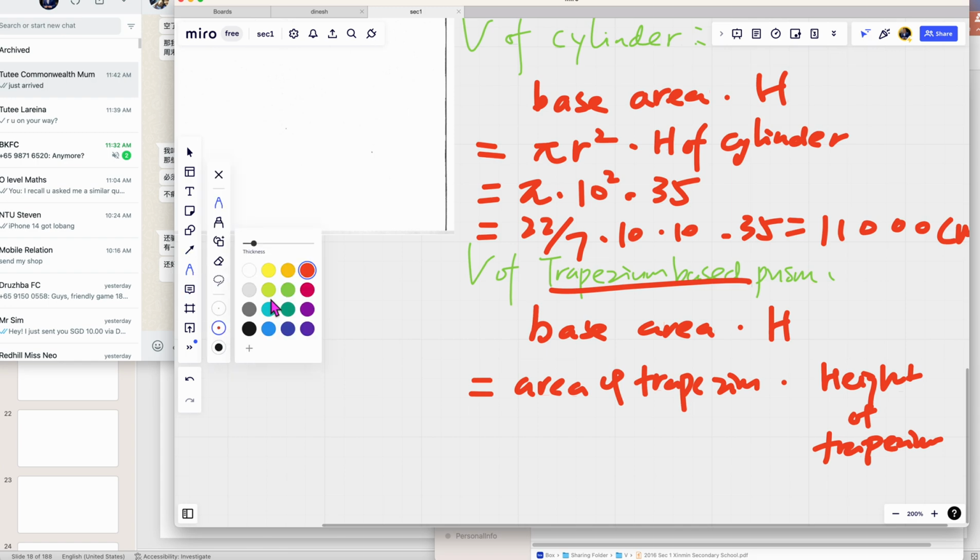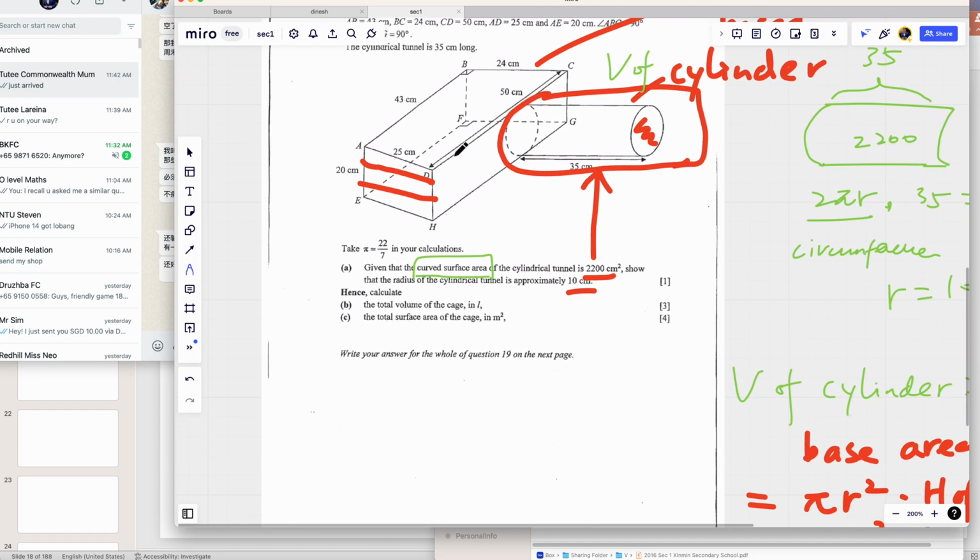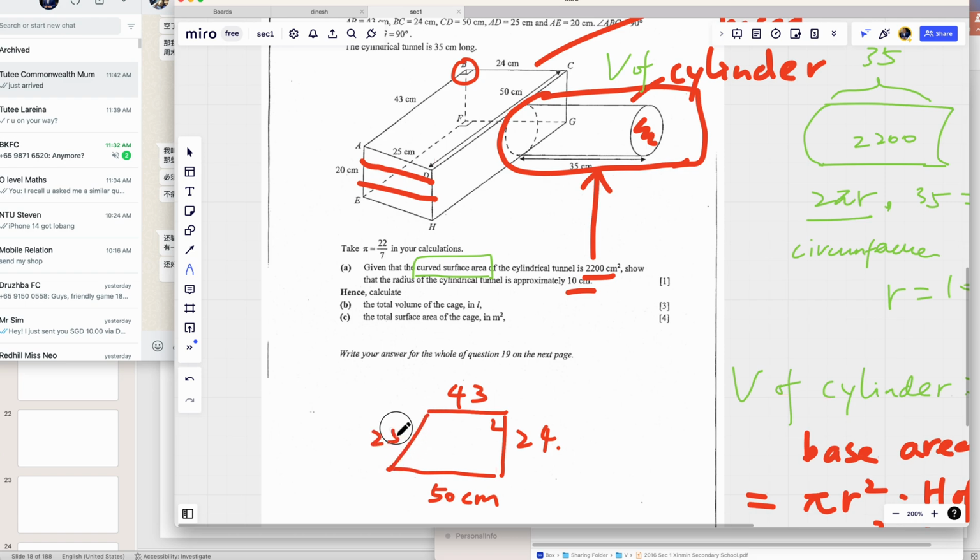Okay, so for the area of the trapezium, you have to get, which one is the 90 degree? Over here is the 90 degree. Can you see? Yeah, good. So therefore, you need to reconstruct this. So this is 43. This is 90 according to the question, 24, and then this is 50. So therefore, the slanted side is this one, which is 25.